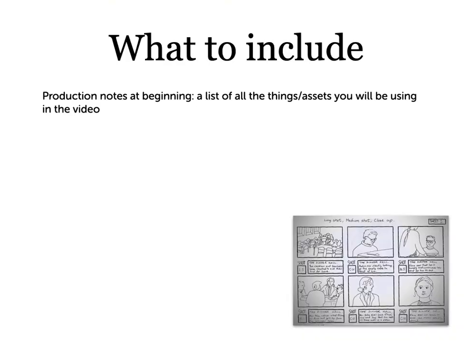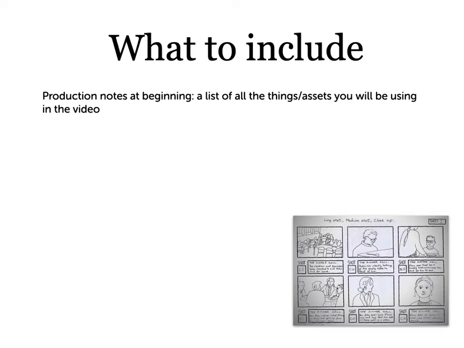Okay, so what do you include in your storyboard? There are a number of things. There are lots of different templates out there. I have put one on Canvas for you, the COMM 317 storyboard template that you can download and use. However, if you've used other templates in the past and you have something you like to use, that's fine.